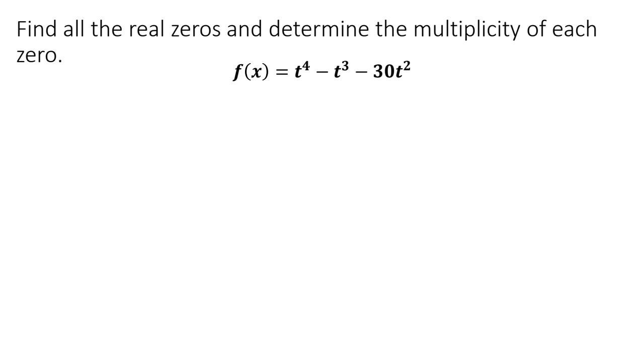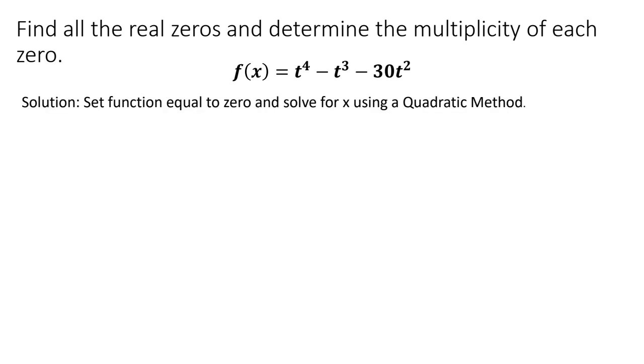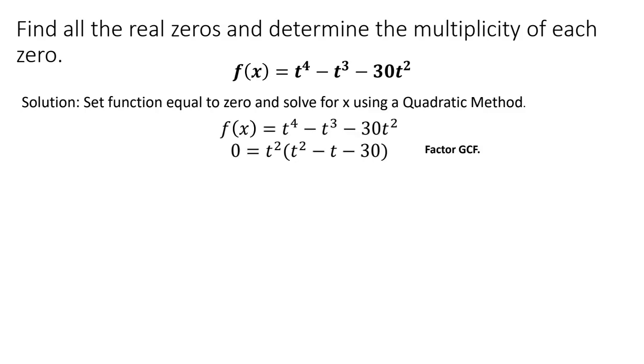Again, what I'm going to do is use a quadratic method to solve this. The first thing I see is I'm going to set it equal to 0, but I see that in this polynomial, they all share a t. So I'm going to factor out the smallest t that I have, and the smallest t that I have is t squared. So I'm going to factor that out, and when I do that, I have t squared times t squared minus t minus 30, which is awesome. Now it helped me even simplify.